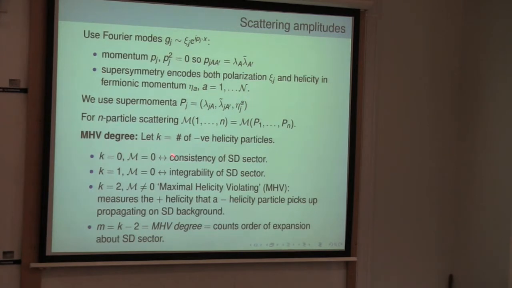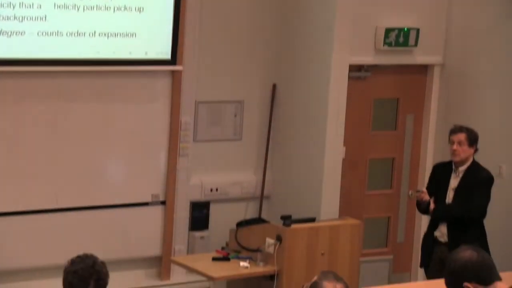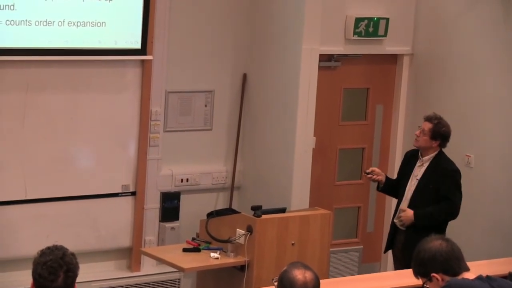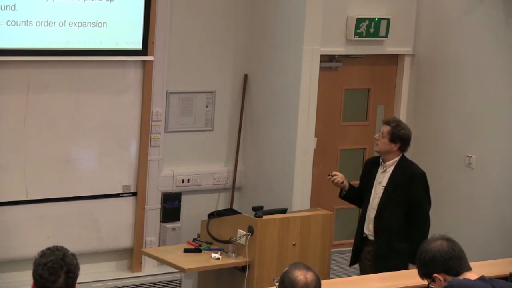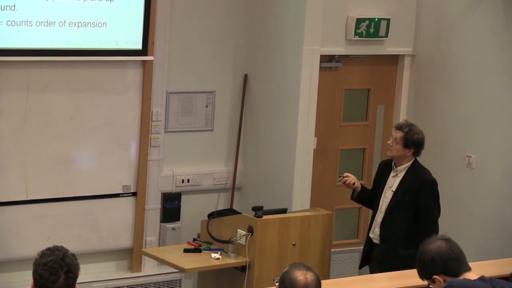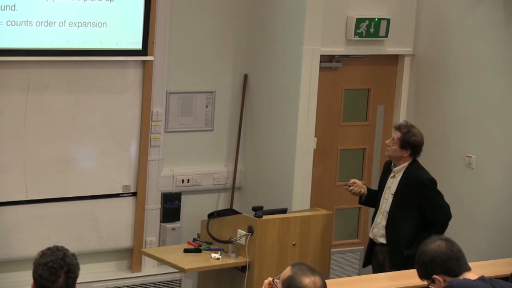In the context of the classical theory, you can understand the k equals zero version vanishing because the positive and negative helicity fields are dual to each other, and so for k equals zero, this would be the probability of creating an anti-self-dual mode from purely self-dual modes coming in, and that's zero because the self-dual sector is consistent. And with one negative helicity particle, that would actually detect scattering in the self-dual sector, and because the self-dual sector of gravity is integrable, there's no scattering in the self-dual sector, at least not at tree level, not perturbing around flat space.